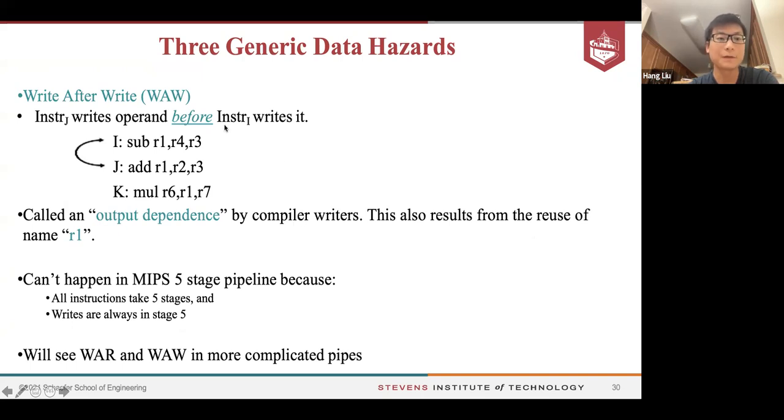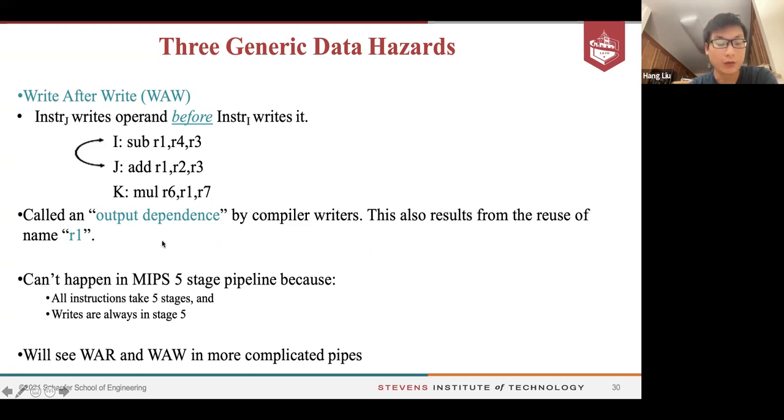Write after write. Instruction J writes to R1, instruction I also writes to R1. This is very similar to what we discussed in anti-dependency. It's called output dependency by compiler writers. This also results from the reuse of R1, but it typically cannot happen in the MIPS 5 stage pipeline because all instructions take 5 stages and the first write definitely happens earlier than the second write if we do them in order.